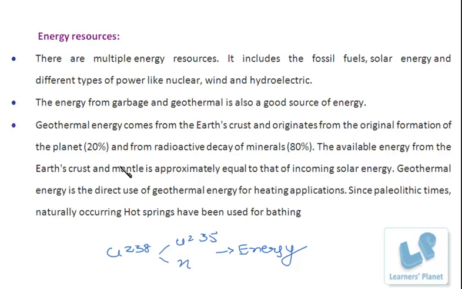At the time of formation of the planet also some energy was there. The temperature was very high. So geothermal energy comes from the Earth's crust and originates from the original formation of the planet, that is 20%, and the radioactive decay of minerals, that is 80%. The available energy from the Earth's crust and the mantle is approximately equal to that of incoming solar energy. Do remember this, the geothermal energy.